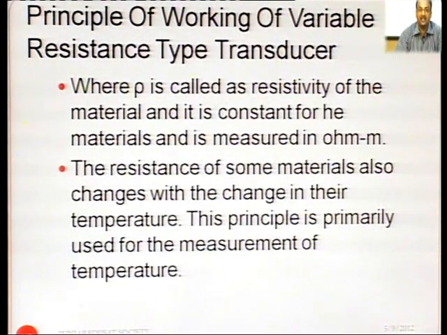Rho is called the resistivity of the conductor material. It is constant for the material and measured in ohm meter. For a particular material, this value is always constant.